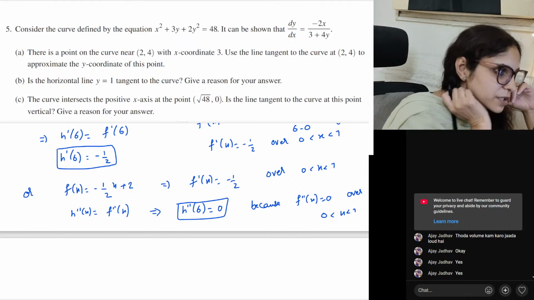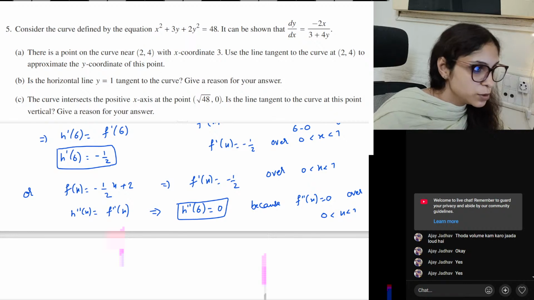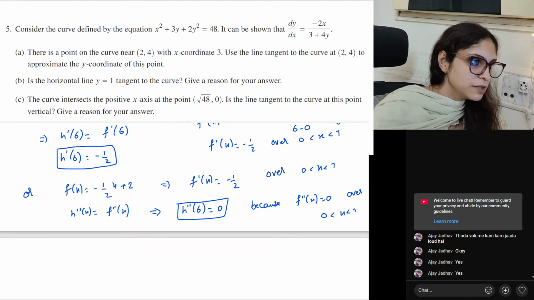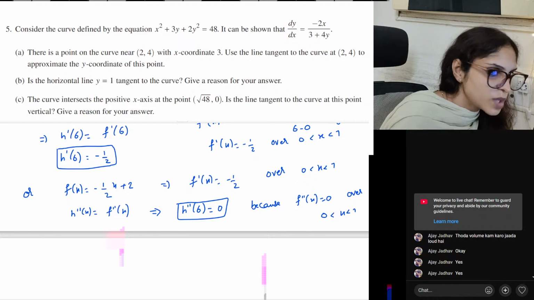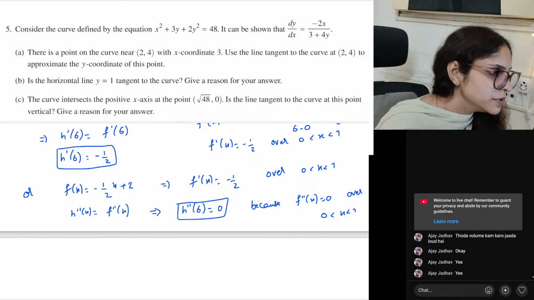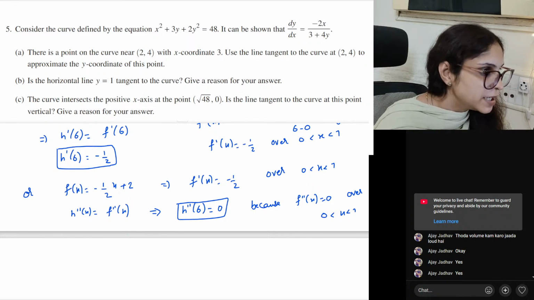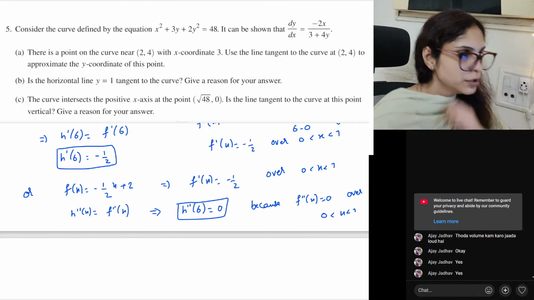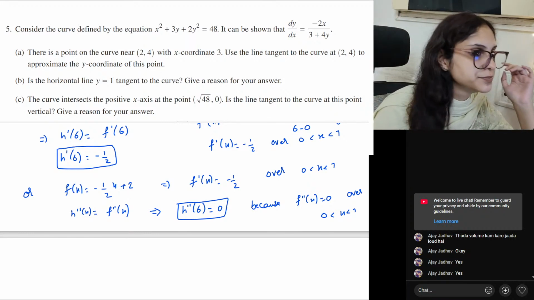Now question number 5 is, consider the curve defined by the equation x squared plus 3y plus 2y squared is equal to 48. It can be shown that dy over dx is equal to negative 2x over 3 plus 4y. There is a point on the curve near 2, 4 with the x coordinate 3. Use the line tangent to the curve at 2, 4 to approximate the y coordinate at this point.